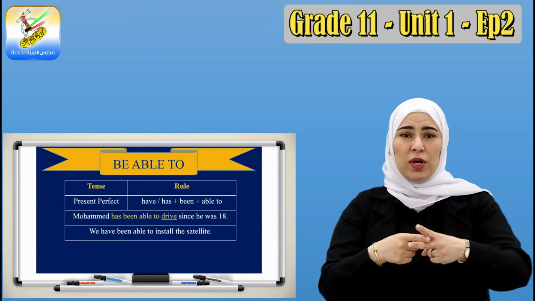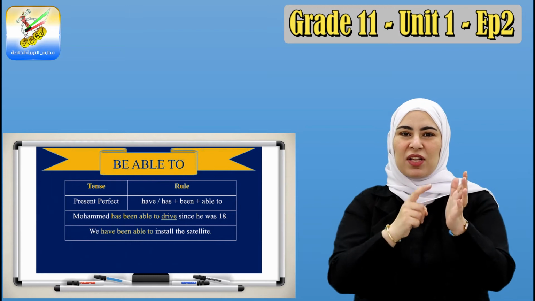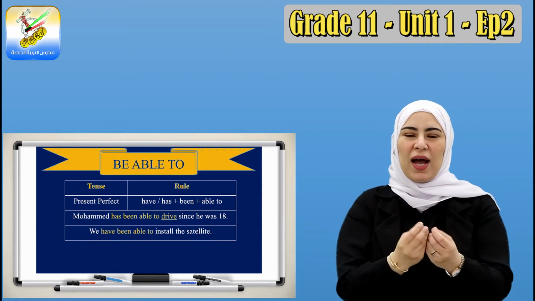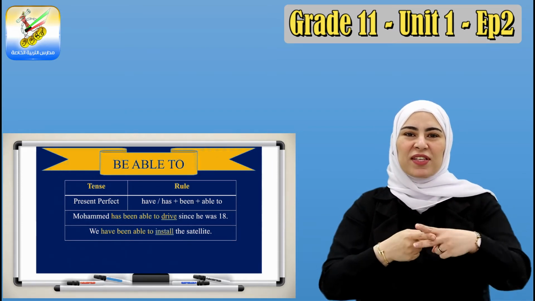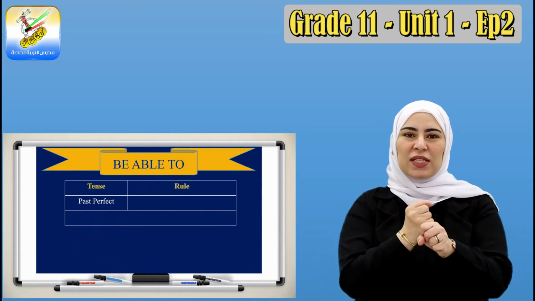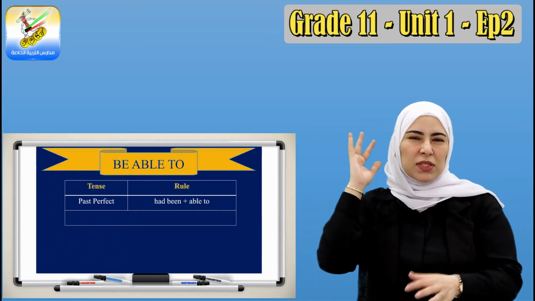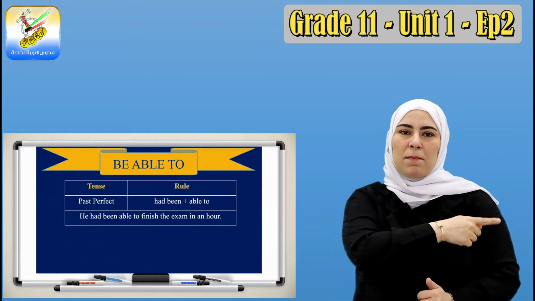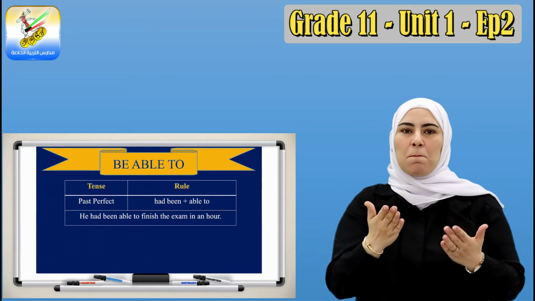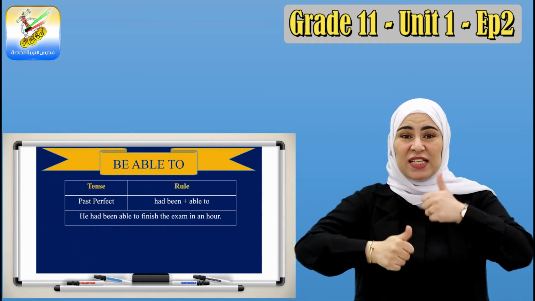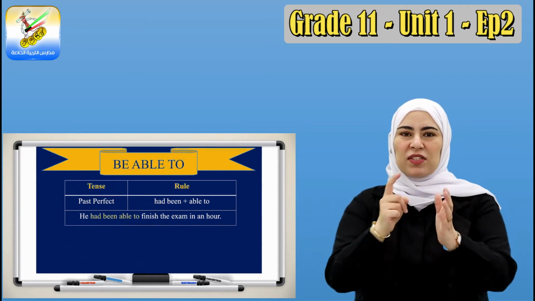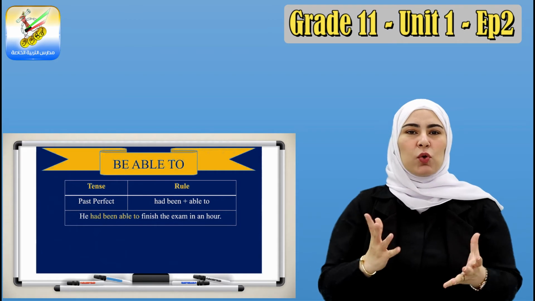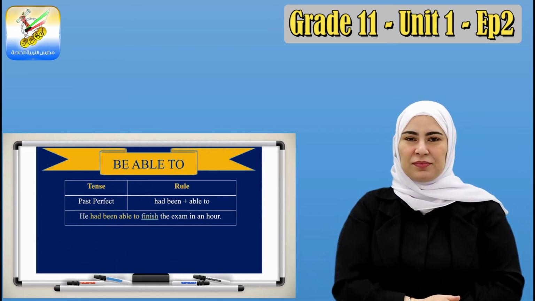Notice also we followed the rule by putting have plus been plus able to, and the verb that indicates the ability is install. How to use be able to in past perfect. Here is the rule. Had been plus able to. Here's an example. He had been able to finish the exam in an hour. And as you can see, we followed the rule by putting had been plus able to. And the verb that refers to the ability is finish.